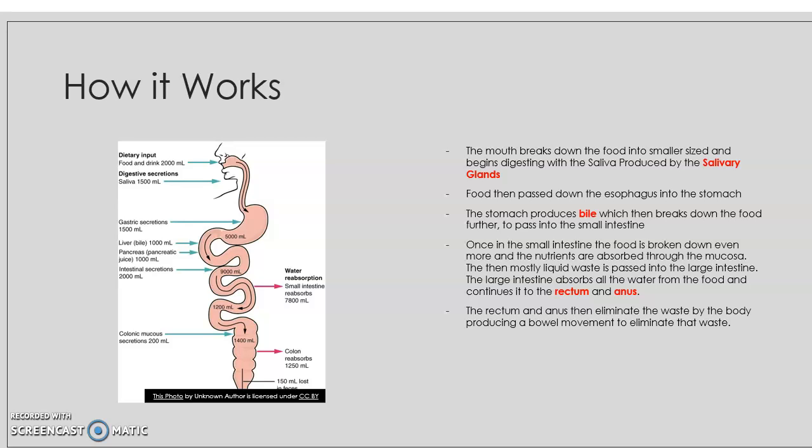Once into the small intestine, the nutrients are absorbed through the mucosa, and the liquid waste goes into the large intestine. The large intestine then absorbs the water out of the waste, and the rest of the waste continues to the rectum and anus, where it is then eliminated by the body in a bowel movement.